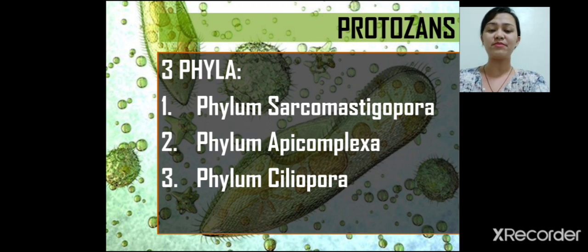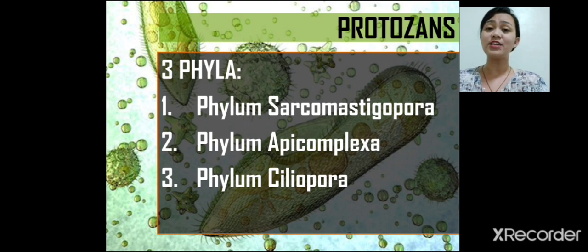And the second one, we have the phylum Apicomplexa, protozoans that reproduce by means of spores. The organisms that belong in Apicomplexa are also known as sporozoans. And third, we have phylum Ciliophora. From the word itself, cilia, these organisms have specialized structures known as cilia, which are tiny hair-like structures that enable them to move freely in the water.